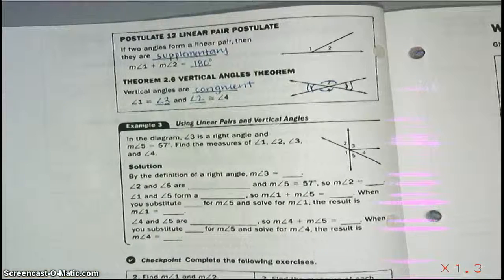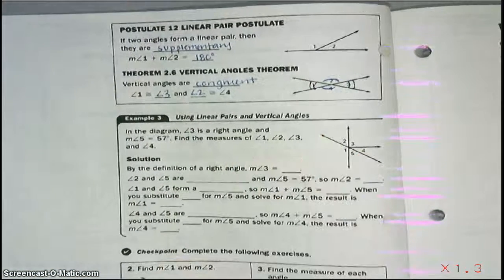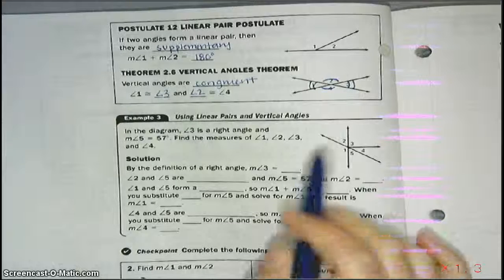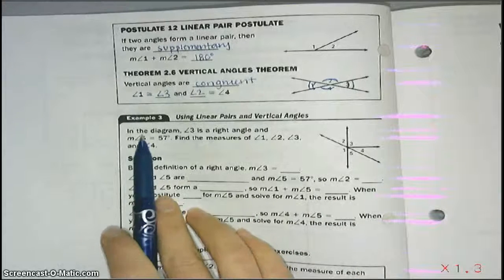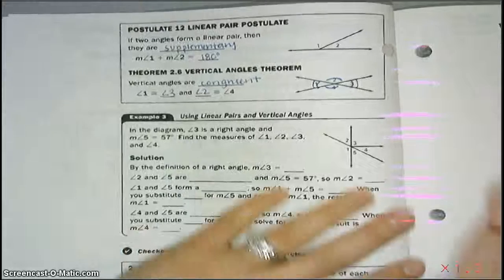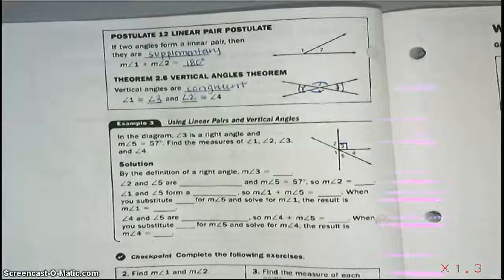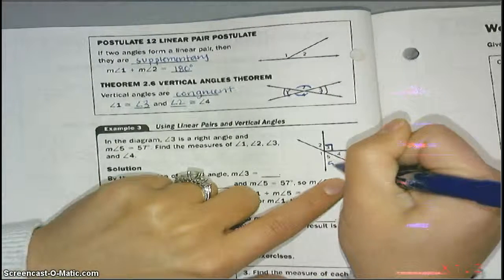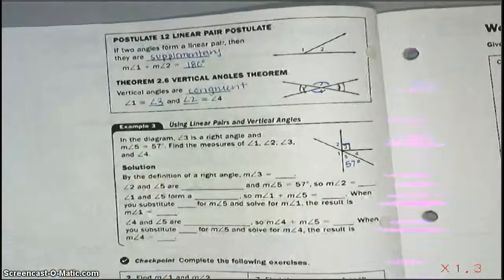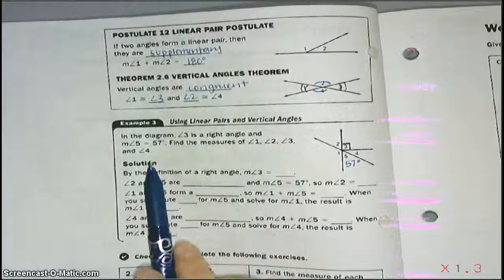So I bet we're going to be using these postulates in the next example. And we actually did something like this last chapter, so hopefully this isn't too new for you. It says in the diagram, angle 3 is a right angle. I'm going to go ahead and label it with that 90-degree box. And we also know that the measure of angle 5 is 57 degrees. What they want us to do is find the measure of angle 1, 2, 3, and 4.